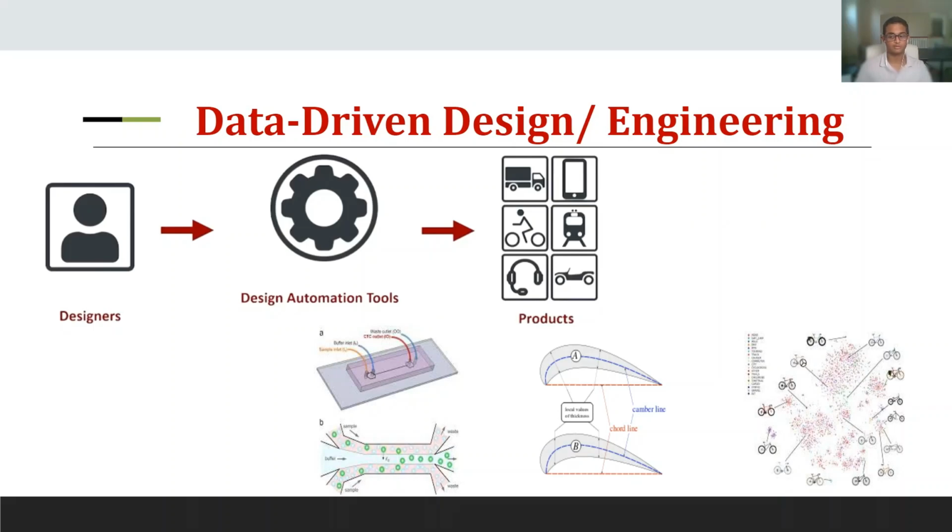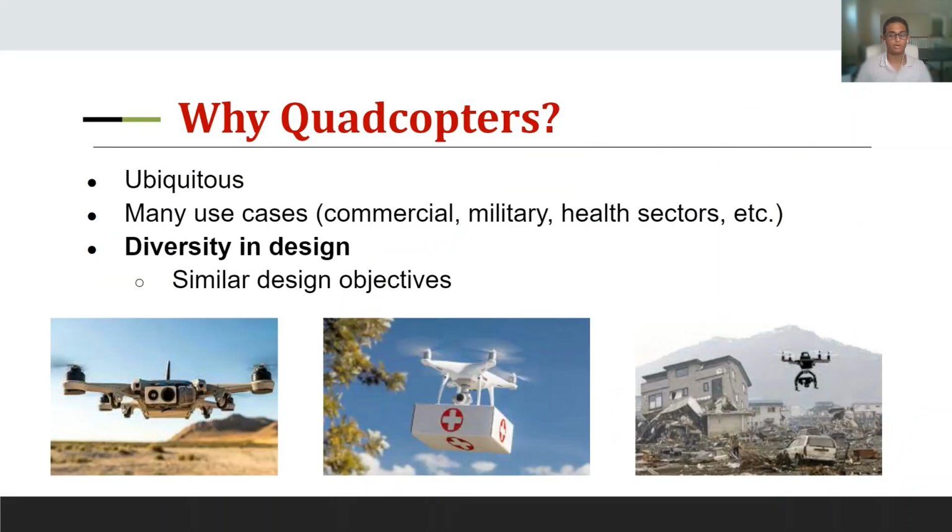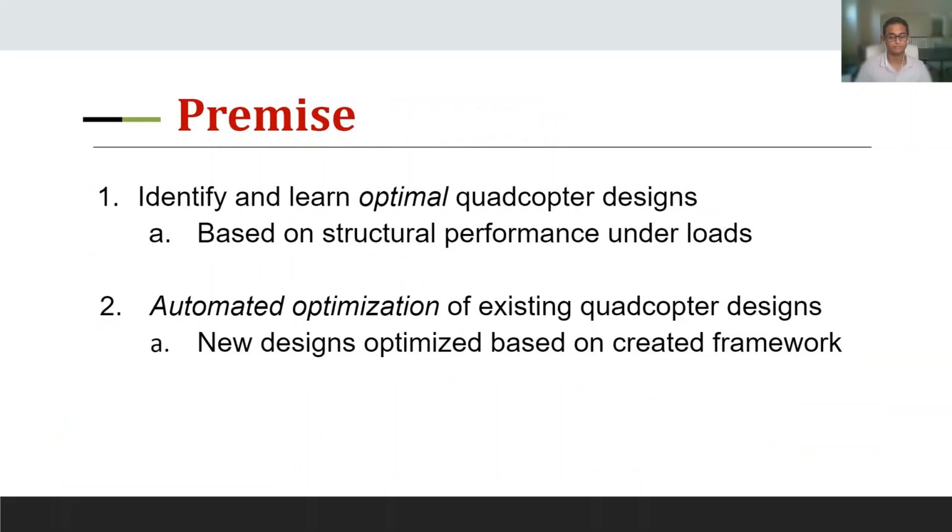Data-driven design is used in fields such as microfluidics, airflow design, vehicle optimization, etc. But why quadcopters? As all of you know, quadcopters are ubiquitous, extremely prevalent, and pervade into many aspects of the global economy. As a result, in the past few decades, quadcopters have been heavily used and researched on in the healthcare, disaster response, and military reconnaissance sectors, to name just a few. Thus, research into quadcopter design and structural performance is exceedingly necessary. Lastly, quadcopters are a prime example of products that have diversity and variation in design, but have similar design objectives in their respective use cases.